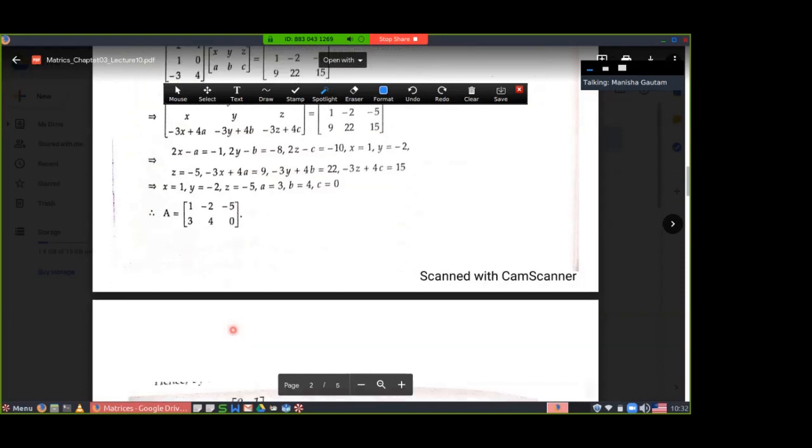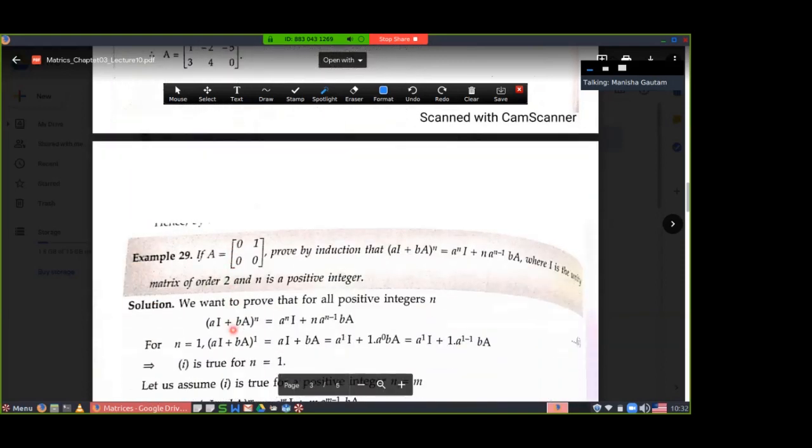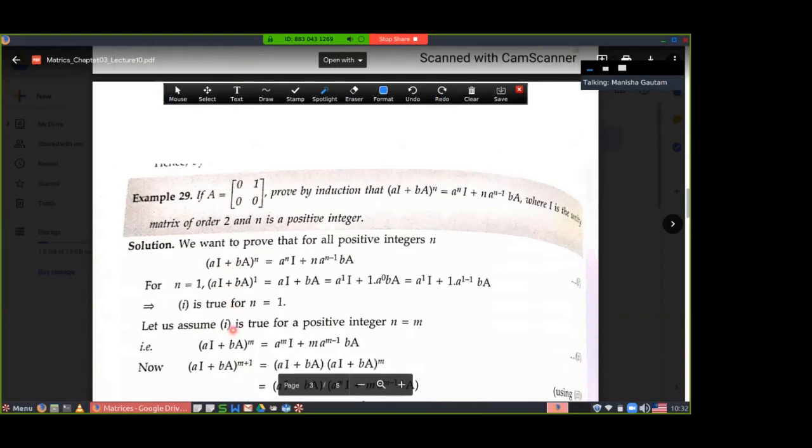Okay, next is a very good example. It is the miscellaneous question. Do it carefully. Different way to solve this question. Let's do. Here it is written if A is equal to 0, 1, 0, 1. A matrix is given to you.